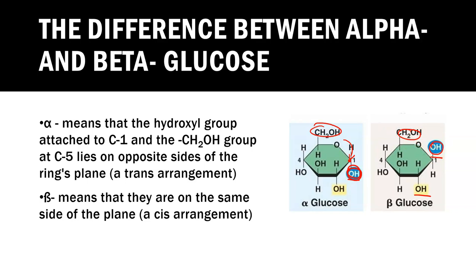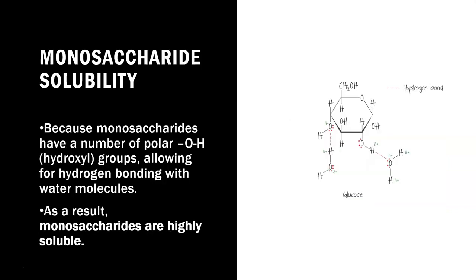Okay, so cis arrangement between the CH2OH and the OH on carbon 1 for beta, and trans arrangement for the CH2OH and the OH on carbon 1 for alpha. Of course, when we look at monosaccharides, we can see that they have a number of polar hydroxyl groups. This allows for hydrogen bonding at multiple points around the ring, meaning that they are highly soluble because they're able to form strong hydrogen bonds with water.